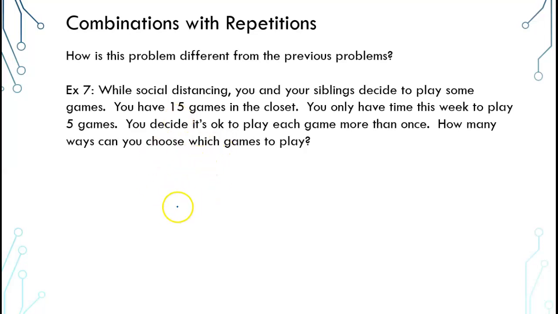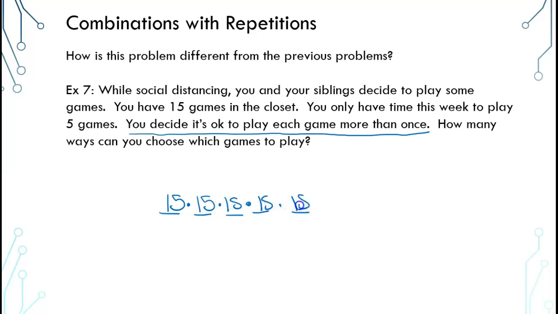Well, again, order is not important here. We're just choosing 5 games from 15, so there are 5 slots to choose from. So far, this is exactly like the other problems we've done. Here is where it's different. You decide it's okay to play each game more than once. So for the first day, you have 15 games to choose from. But it's okay with you if you play the same game again, so you still have 15 to choose from, and 15, and 15, and 15.